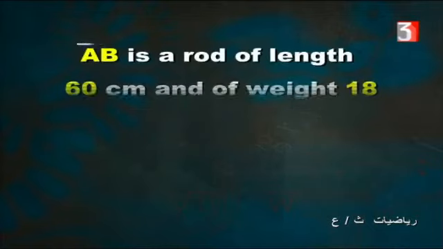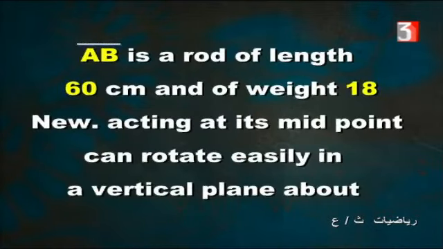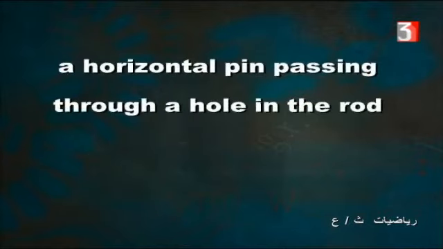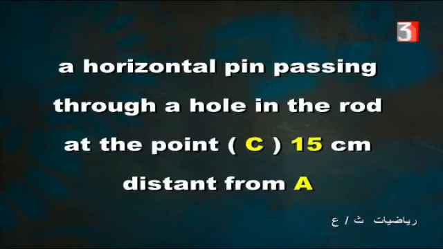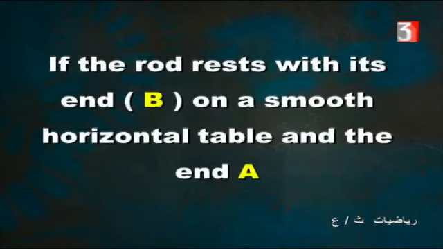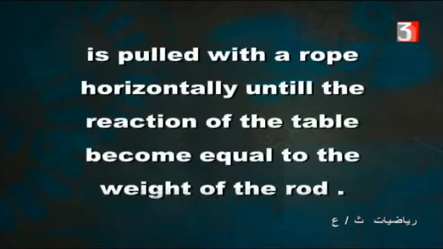Another example. AB is a rod of length 6 centimeter and of weight 18 Newton, acting at its midpoint, can rotate easily in a vertical plane about a horizontal pin passing through a hole in the rod at the point C, 15 centimeter from A. If the rod rests with its end B on a smooth horizontal table and the end A is pulled with a rope horizontally until the reaction of the table at B equals the weight of the rod.